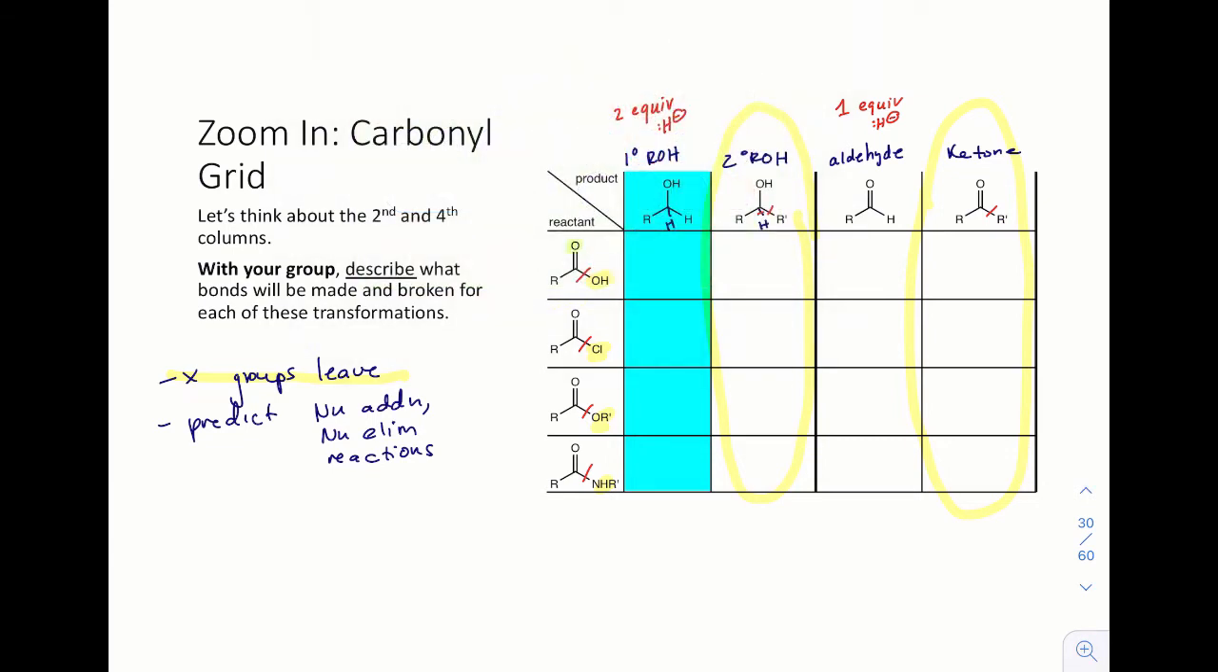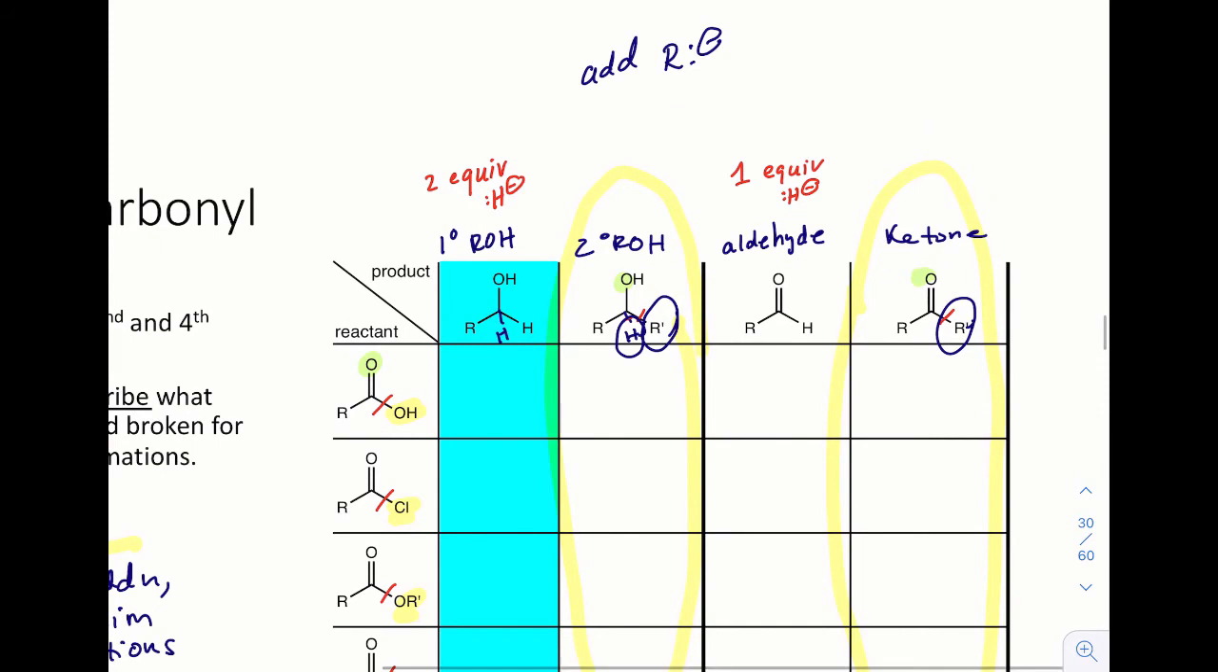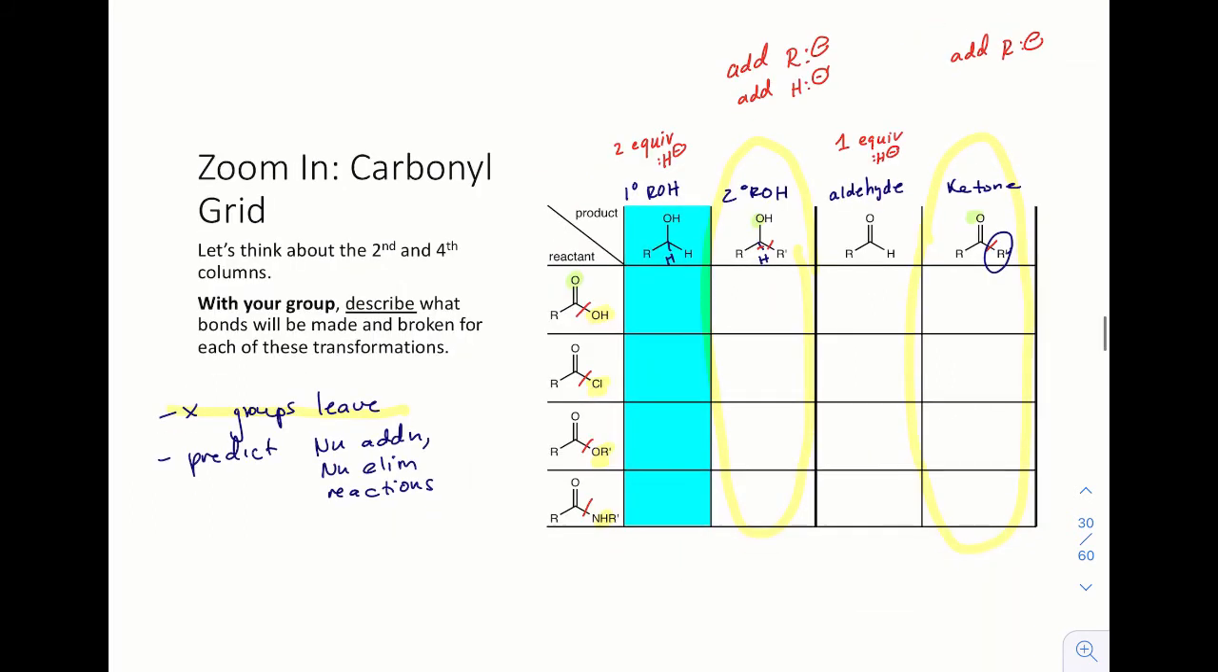So the X groups leave. Now, unlike primary alcohols and aldehydes, for columns 2 and 4, we're adding R groups. For column 2, we expect to add a carbanion and a hydride. For the ketone, it looks like just a bond to a carbanion is made, so a carbon-carbon bond is made. We think these reactions will proceed by nucleophilic addition and nucleophilic elimination elementary steps. That makes sense. All these reactions of polar pi bonds have been occurring that way.